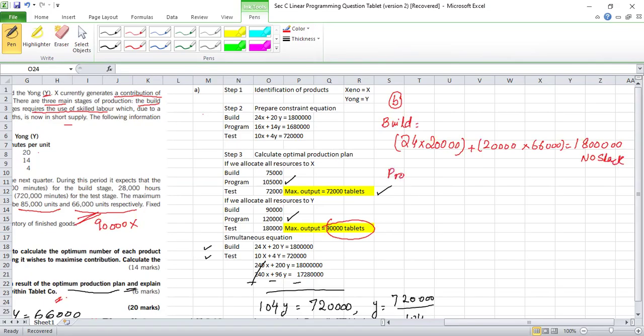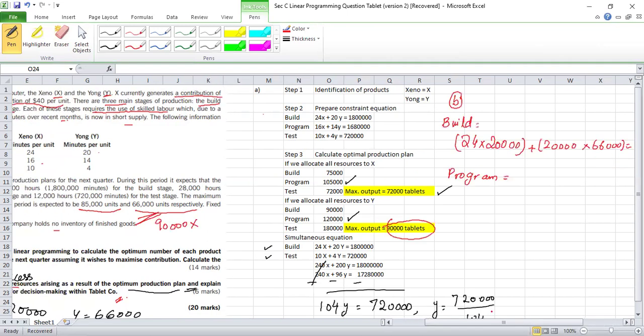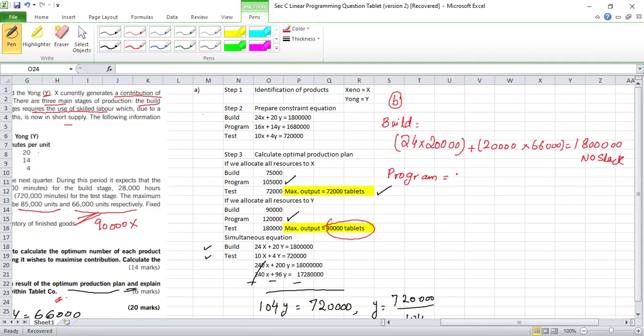Now we will look at program. Although we have identified already that program has no excess, it has sufficient time. But once we want to verify: 16 into 20,000 plus 14 into 66,000. Available maximum is 1,680,000. So we will see that either we have less than 1,680,000 or it is utilizing completely.